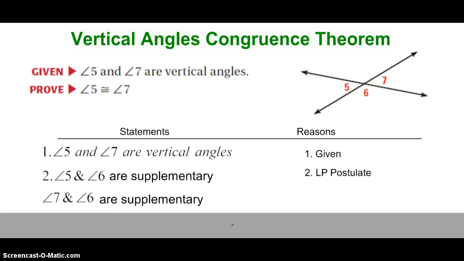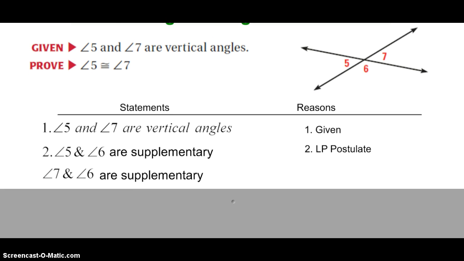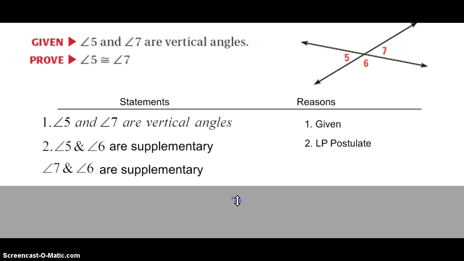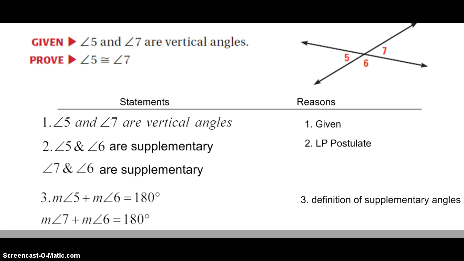So what does it mean for angles to be supplementary? What it means to be supplementary is that they add up to 180 degrees. So using our previous statement, the fact that they're supplementary, we come up with our next statement, that they add up to 180 degrees by the definition of supplementary angles. And when we add angles, we are adding their measures together. So the measure of angle 5 plus the measure of angle 6 equals 180. Measure of angle 7 plus the measure of angle 6 is equal to 180.